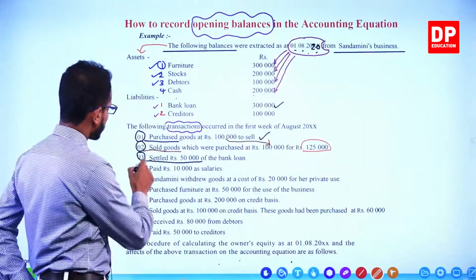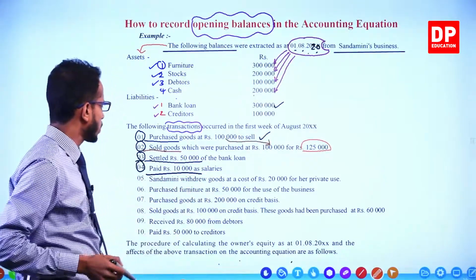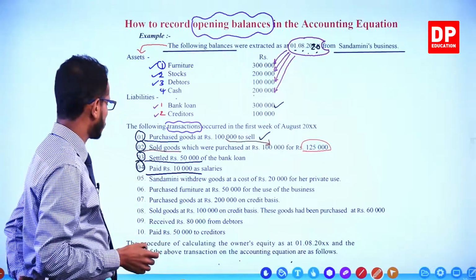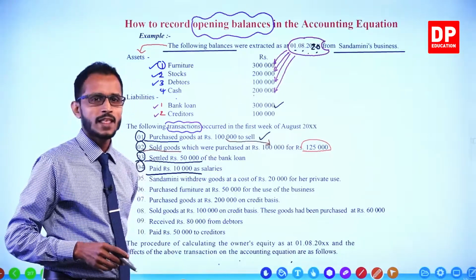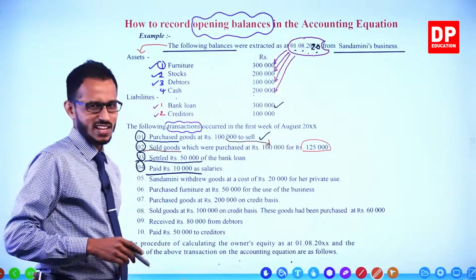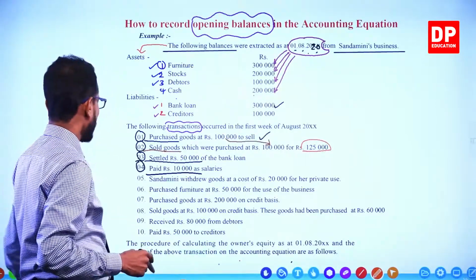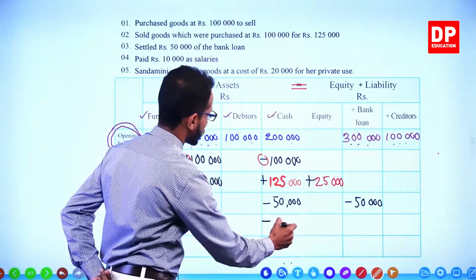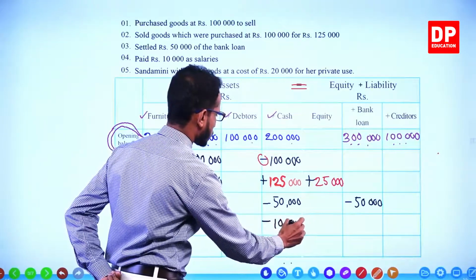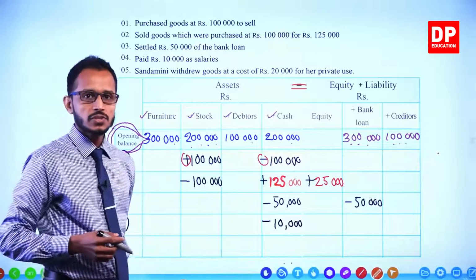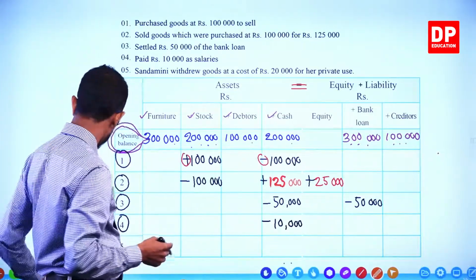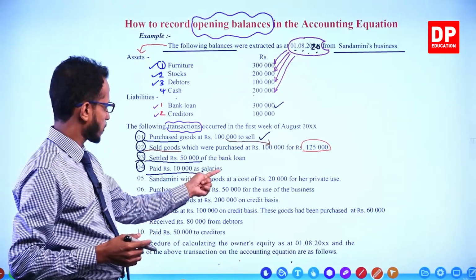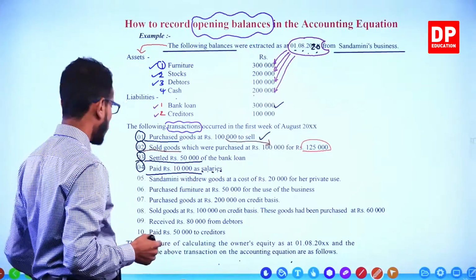Fourth transaction. Paid 10,000 as salaries. That's a small salary, right? Cash goes out. It is an expense, so cash decreases, because it is an expense. For the transaction, paid 10,000 as salaries, it is an expense, children. Cash decreases.